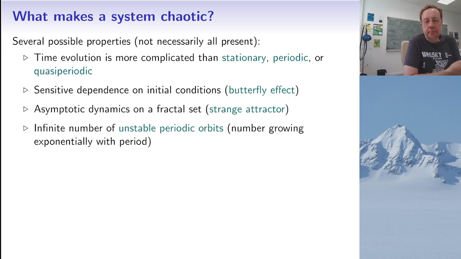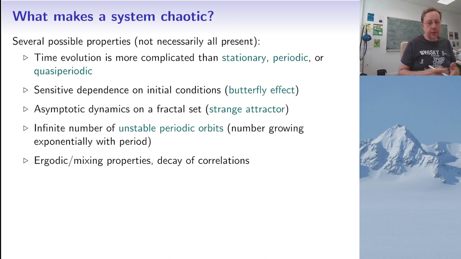Another property is that chaotic systems often have an infinite number of unstable periodic orbits. So they are periodic, they repeat after a certain time, but they are unstable, meaning that if you start a little bit away from this unstable periodic orbit, you will do something very different. And the number of orbits of a given period will grow exponentially with the period. So the longer the period, the more orbits you have.